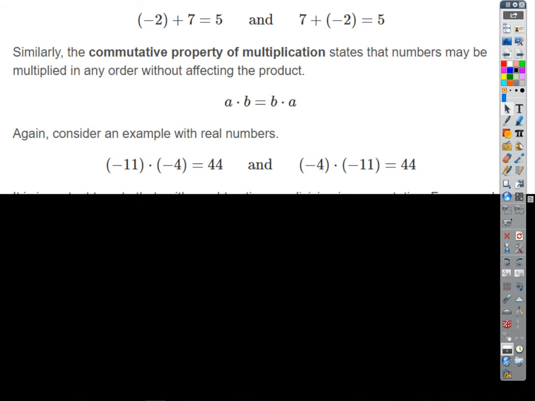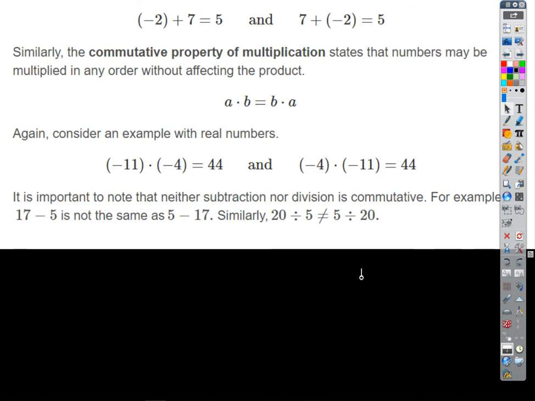Let's try it. See if it works. Like if we try 17 and 5, is 17 minus 5 the same as 5 minus 17? No, it's not. So you cannot commute with subtraction. Same thing with division. 20 divided by 5 is very different than 5 divided by 20, right? So it doesn't work for subtraction or division, only multiplication and addition, right?